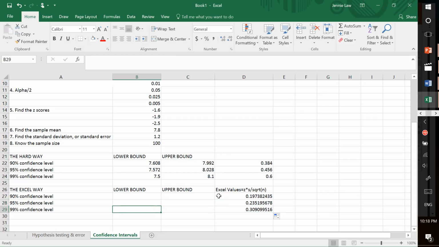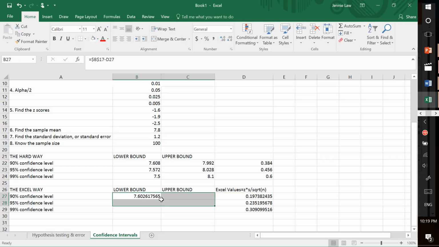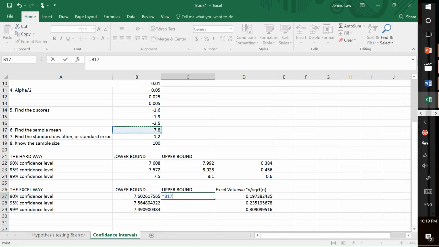And then what we're going to do is to calculate our lower bound, which is equal to the mean minus this Excel value right here. I'm going to lock in the mean so I can be lazy again and drag the whole thing down. So that's my lower bound. All right, and this is my upper bound, which is going to be the mean, which I'm going to lock in right here.